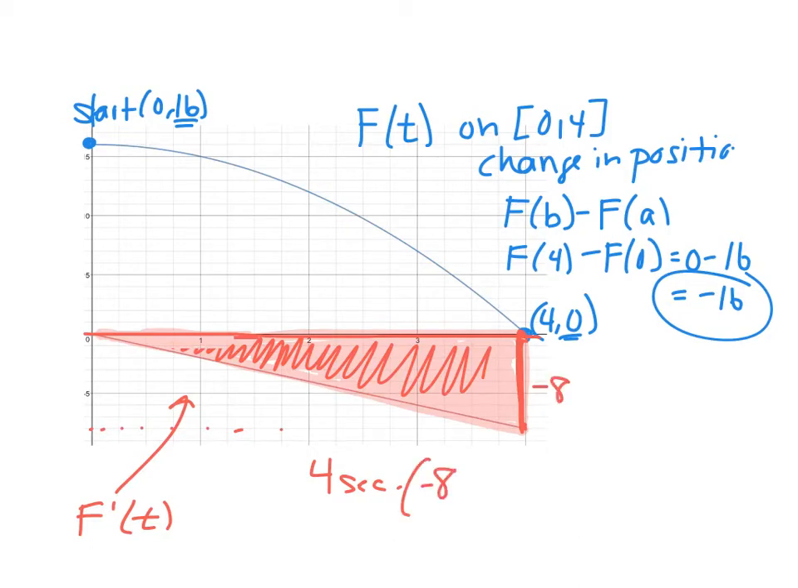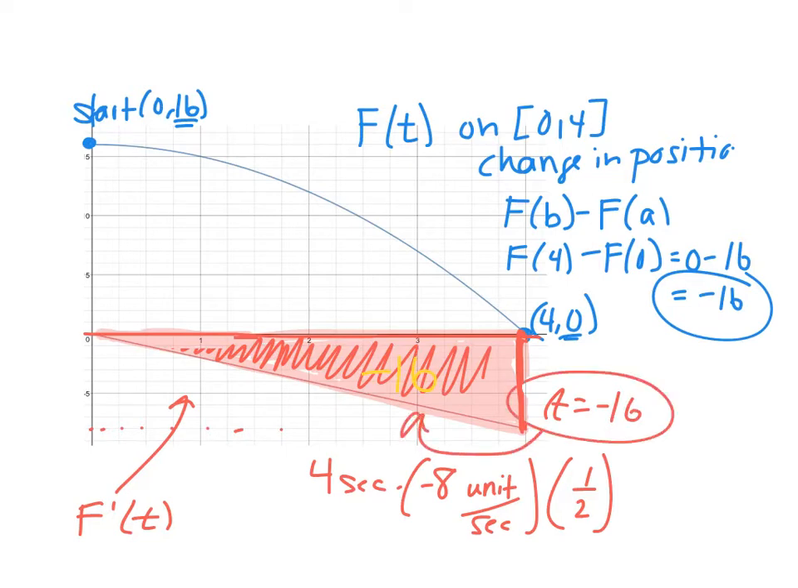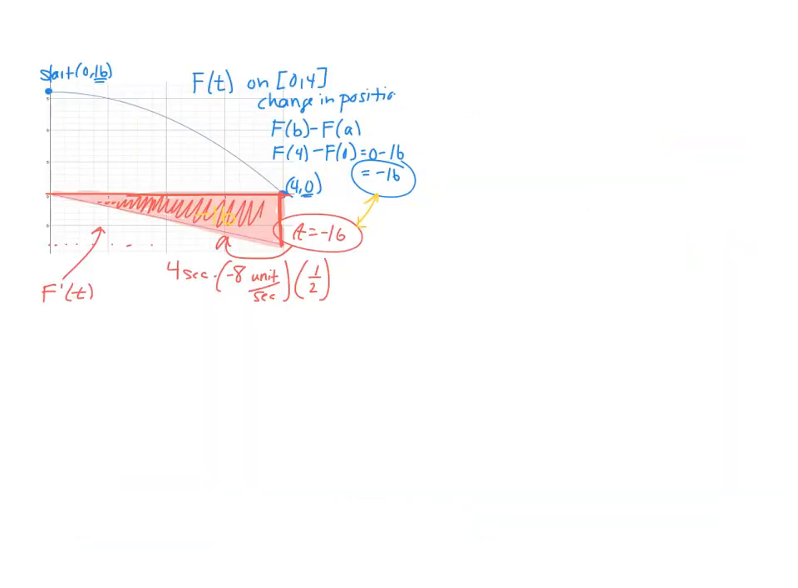Now since this was a change in position, it was a change in the units of distance compared to time, which we're just assuming as seconds. And since it's a triangle, we have 1/2. So we can see here is when we calculate this area is negative 16. And there's no coincidence that the area of this is the same as the change in position.